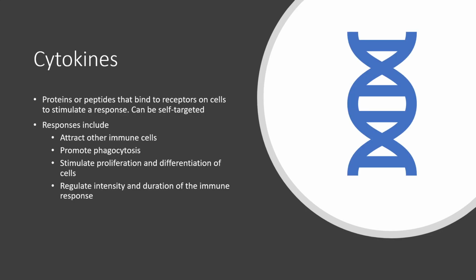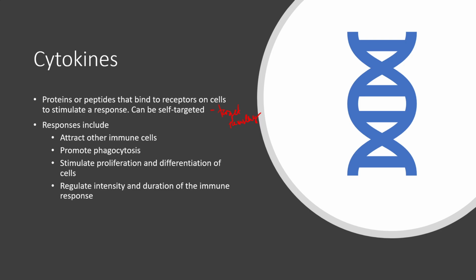So we have these chemicals called cytokines. These are proteins or peptides that bind to receptors on cells to stimulate a response. They can be self targeted, meaning they can target themselves. Later, you will see an example of a self targeting cytokine.